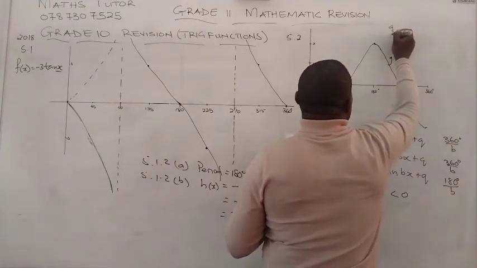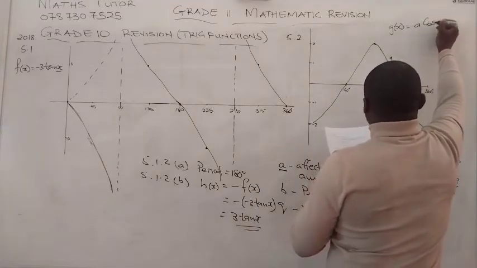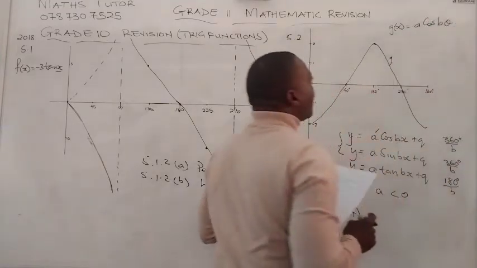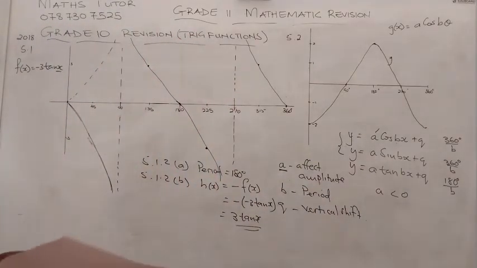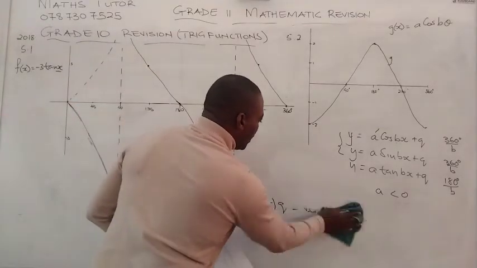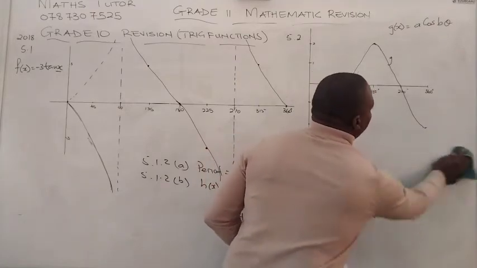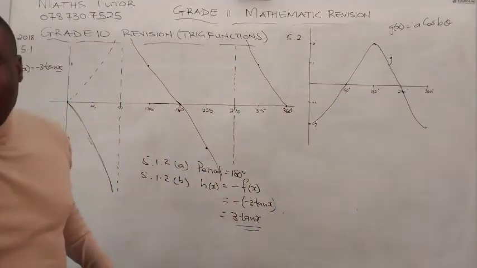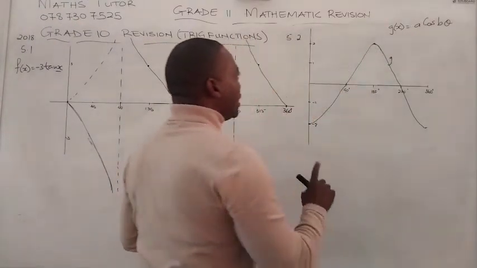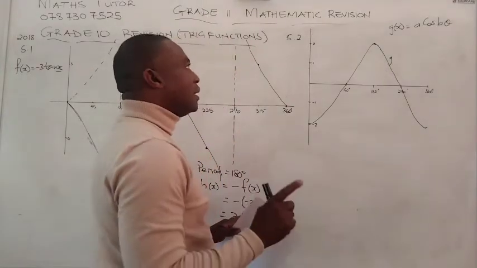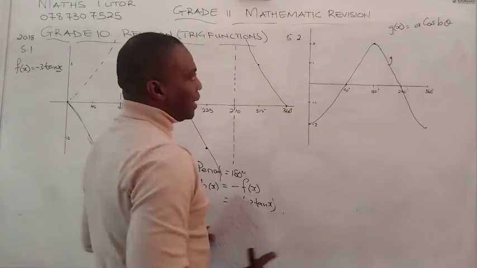5.2, we are given a sketch of the graph of g of x. This is g, and they are saying g of x is equal to a cos b theta. Now, they have brought 2 variables in this question, and we have said you need the pre-knowledge to know what A is and what B is. We have said A, it affects the amplitude, it also tempers with the reflection along the x-axis.